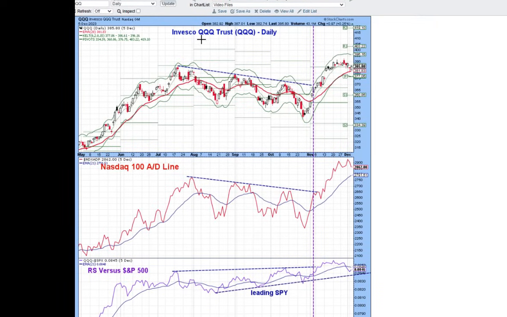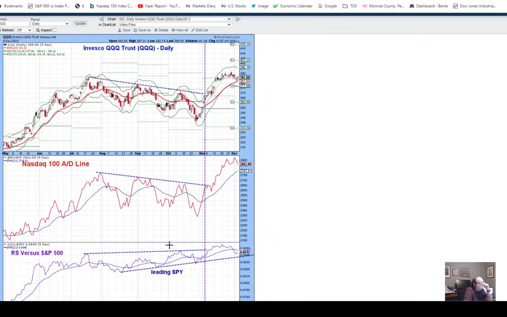So we have the QQQ. You can see that this line here is also as of November 3rd. We'd broken back above the downtrend here. That was a positive sign. And you can see that the NASDAQ 100 AD line was also testing its downtrend. More importantly, at the bottom, we have the relative performance, the RS. That measures the performance of QQQ to the S&P 500.